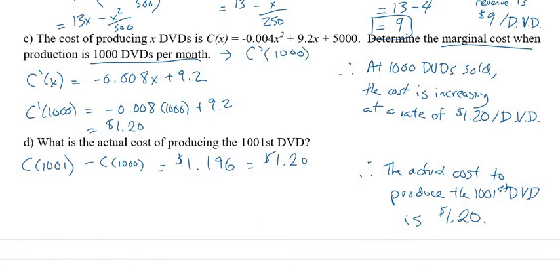Now, before we leave this, just one last thing I want to point out. You should notice between C and D that you actually got the exact same number, $1.20. It might have been rounded a little bit, but essentially they're the same number. And there's a reason for that.